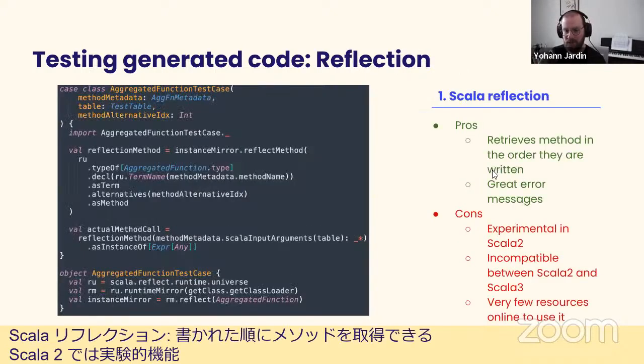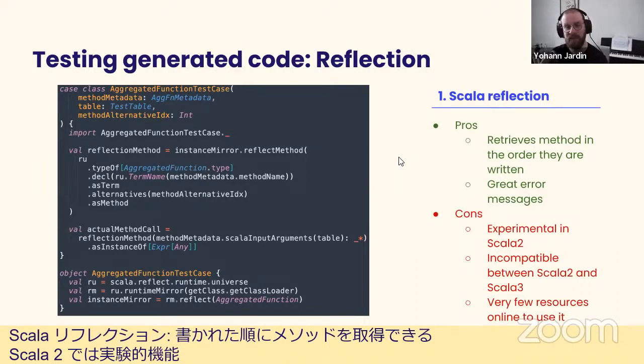But how do we actually call the code that is generated? Some people could say, let's do some TDD. So the code doesn't even exist. We don't even have the signature of the method. In that case, how do we do? So we decided, obviously, to go with reflection. We don't see any alternative for that purpose.